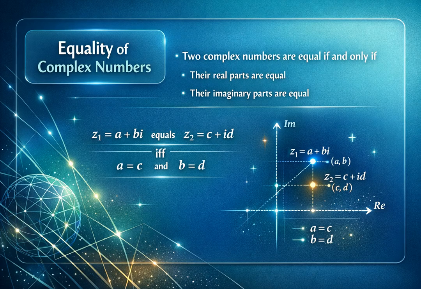Two complex numbers are equal if and only if their real parts are equal and their imaginary parts are equal. So if z1 equals a plus ib and z2 equals c plus id, then z1 equals z2 precisely when a equals c and b equals d. This is a fundamental property we use constantly.